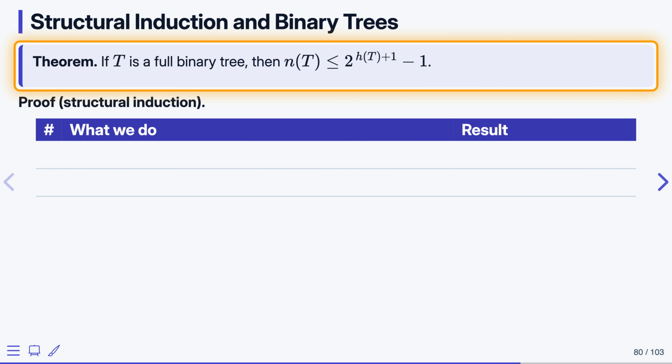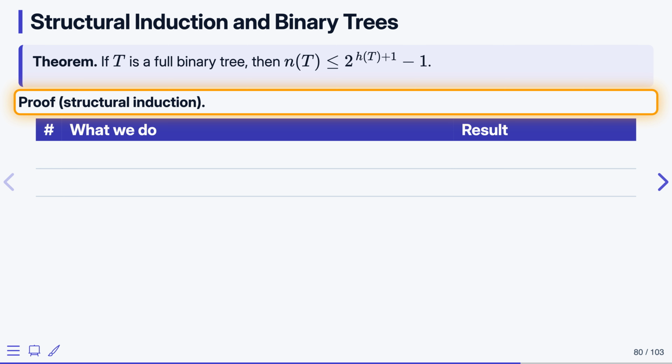This theorem is about full binary trees. It says the number of vertices, n of t, is at most 2 to the power h of t plus 1, minus 1. In words, a tree of a given height can hold only so many vertices. We prove it by structural induction.